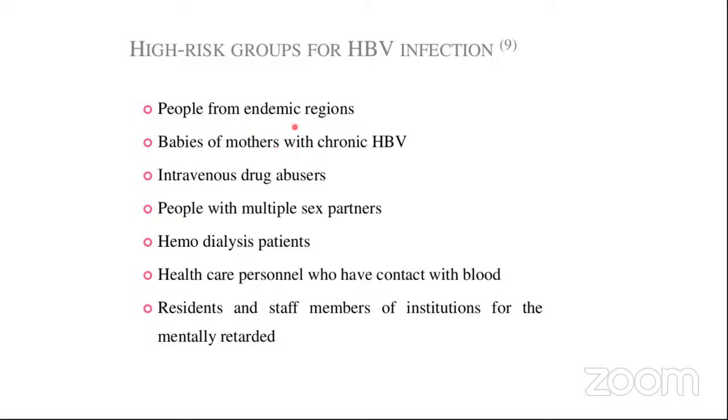So the people from the endemic regions, and in that particular region, if the disease is occurring, then they are at high risk. The babies of the infected mothers, then intravenous drug abusers. As I told you in the last lecture also, these abusers you can call a self abuser. So what do you mean by the abuser? That means you are cheating yourself. Okay, so how are you cheating?